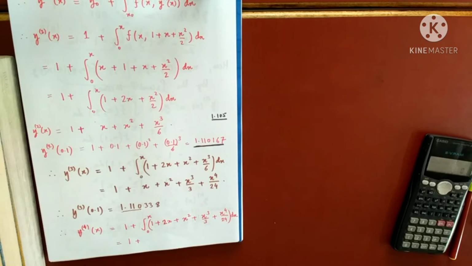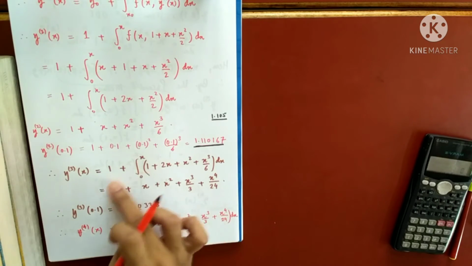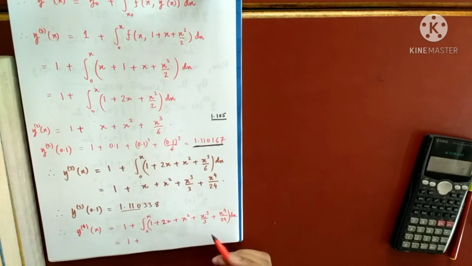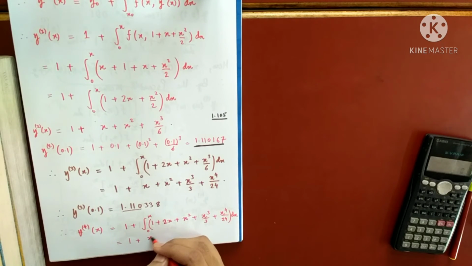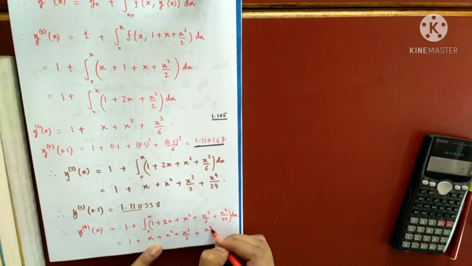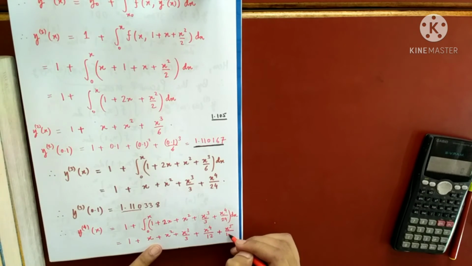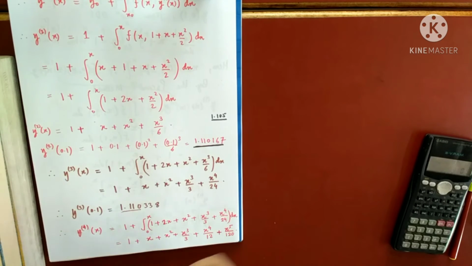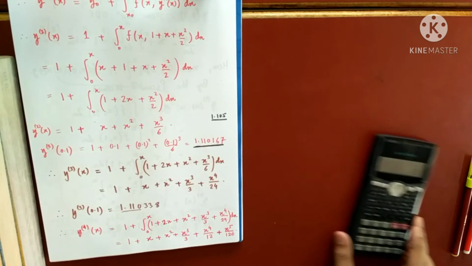So let's see, what is this? 1 plus, I hope you are understanding why this is becoming 2x, because the function was x plus y. So x plus y is this, so x plus x is 2x. Integrate. The integration of 1 is x, of 2x is x square, of x cubed is x cubed by 3, of x cube is x to the power 4 by 4, 4 times 3 is 12, and the integration of x to the power 4 is x to the power 5 by 24 into 5, that is 120 if I am not mistaken. And if you put the limits, it will be this only. So this is my fourth approximation.